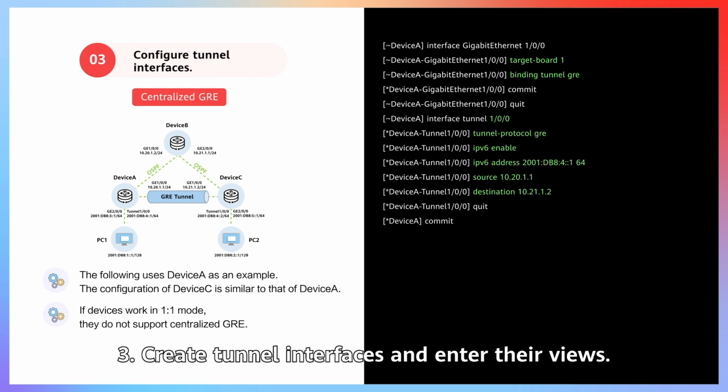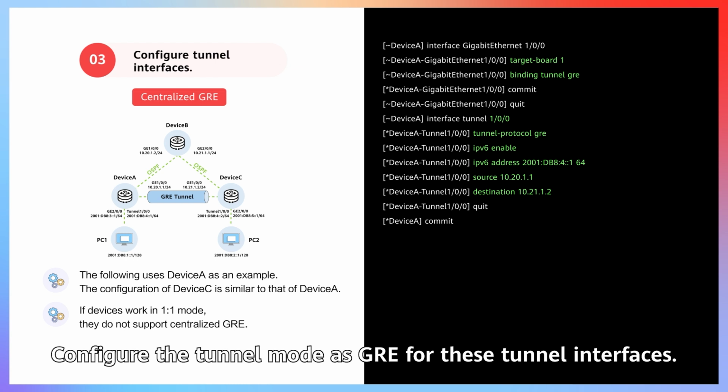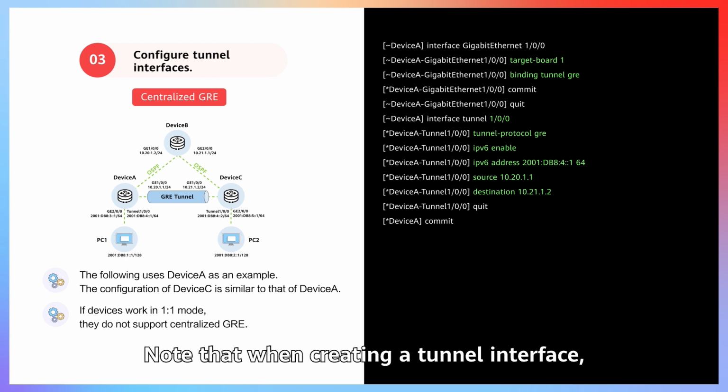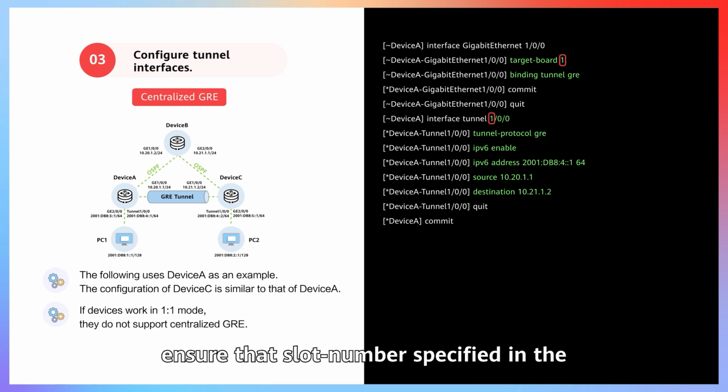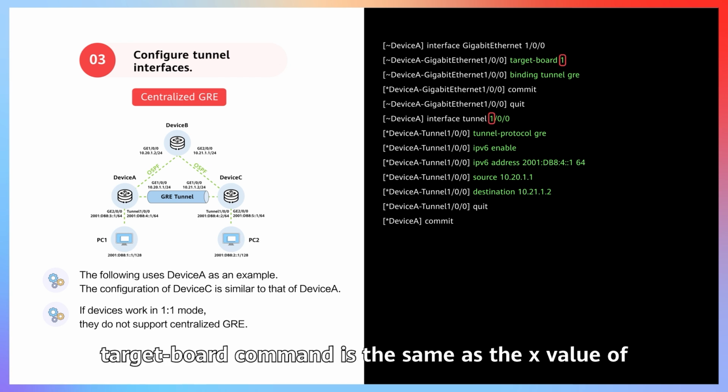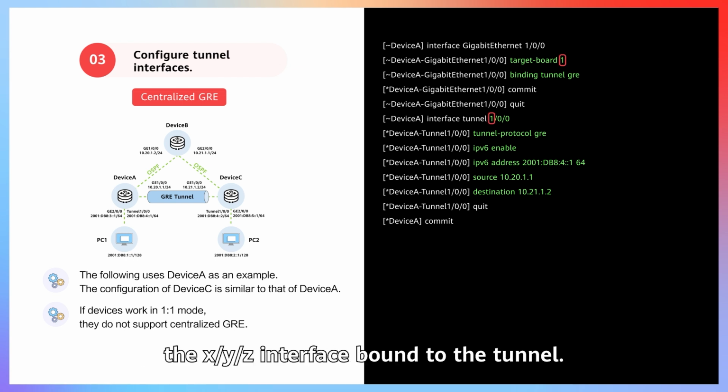Third, create tunnel interfaces and enter their views. Configure the tunnel mode as GRE for these tunnel interfaces. Note that when creating a tunnel interface, ensure that the slot number specified in the target board command is the same as the X value of the X/Y/Z interface bound to the tunnel. If the two values are different, the GRE tunnel cannot be established.